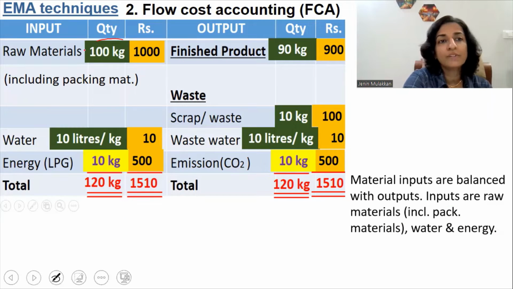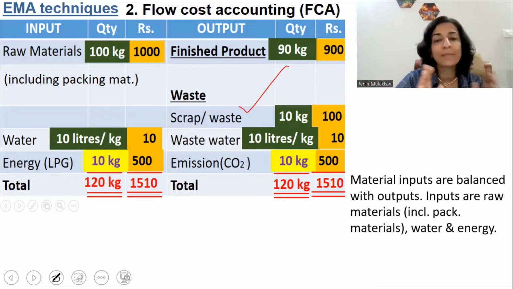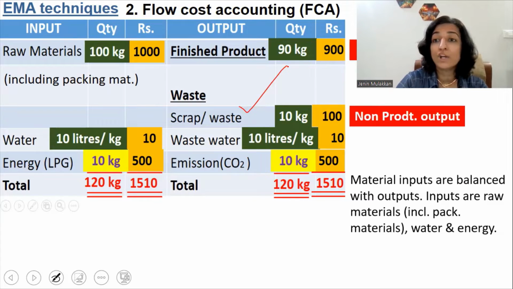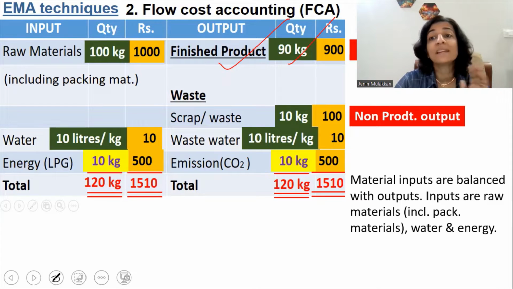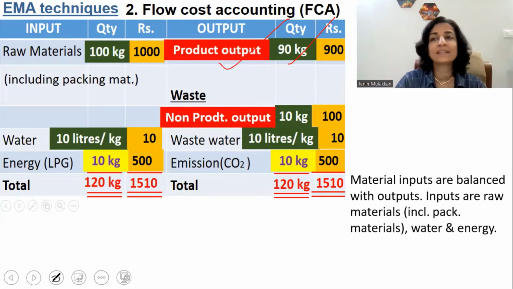Now here, out of the total 100 kg, 90 kg is a good output and 10 kg is a bad output. The bad output, that is the scrap or the waste, is known by the name non-product output, and the good output is known by the name product output. So we are just substituting those words in its place.